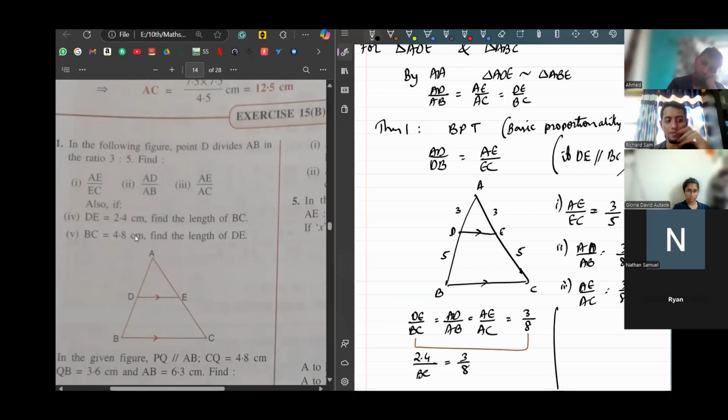In the second question, they've given BC. You have to find DE the opposite way. Again, you use the same ratios and find that missing value. Is that clear, everyone? All right, do this. If any doubt is there, please ask.